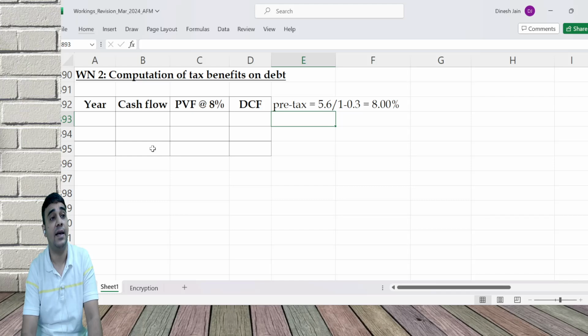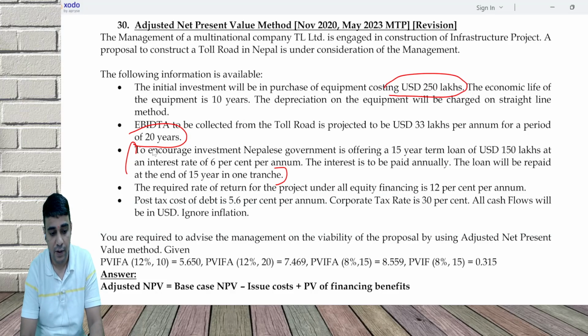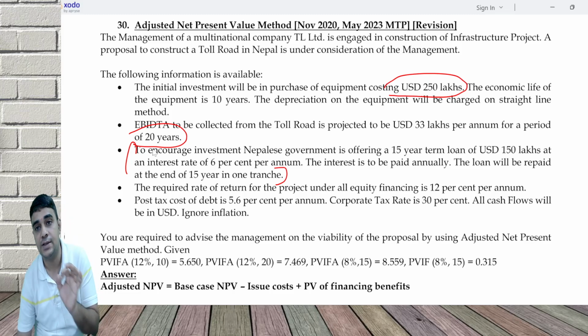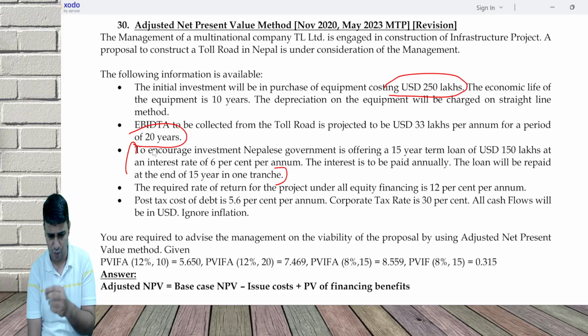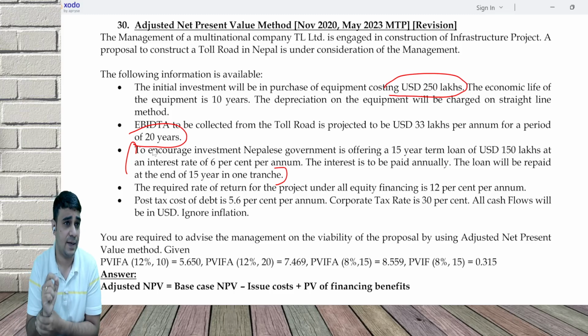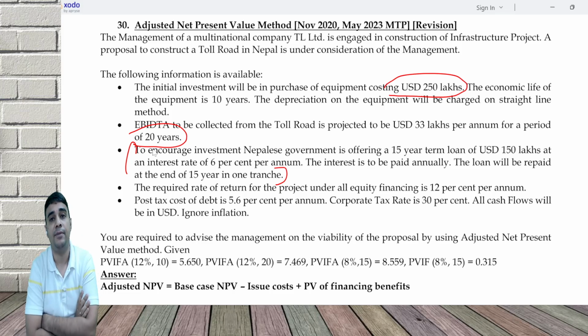Now government is saying you come and do a project here. We'll give you a 15-year loan on USD 150 lakh at 6%. The loan will be repaid at the end of 15 years in one tranche. That's the most important data. Otherwise, every year you have to do the calculation. So I have two savings. One is whatever interest I pay. How much is the annual interest I'll pay?